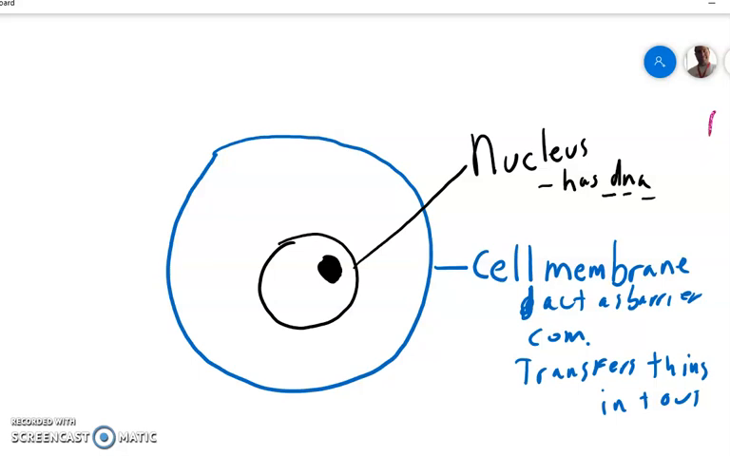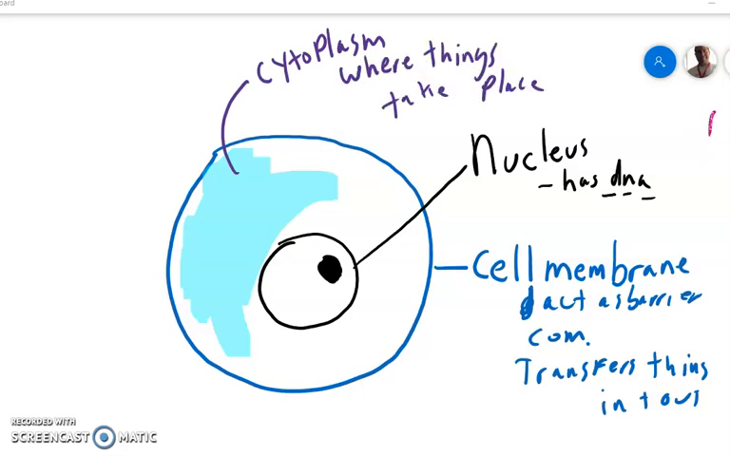And we'll talk about what a ribosome is later on. And then we have the fluid-filled portion here. That's the cytoplasm, where things take place, like linking a cell to a factory. The nucleus has the instructions. It tells stuff in the cytoplasm what to do.